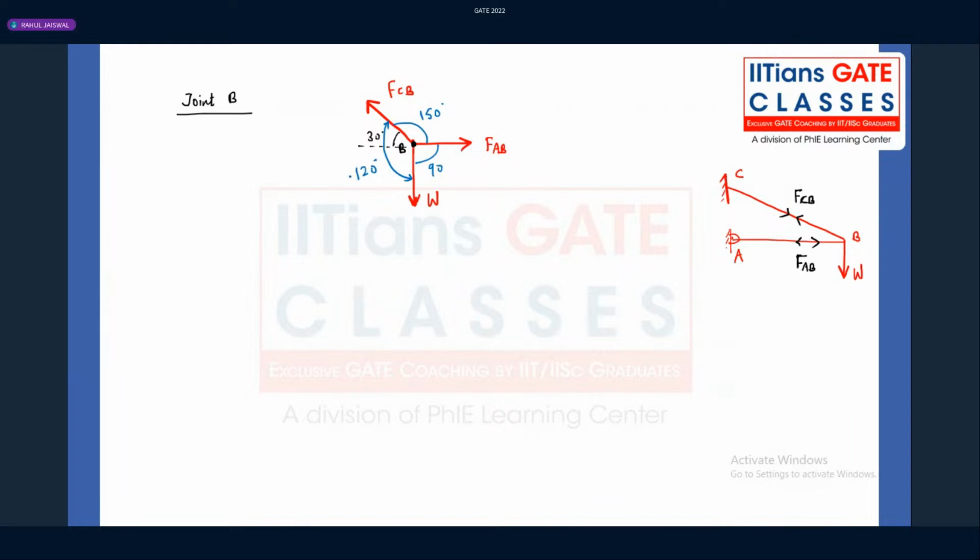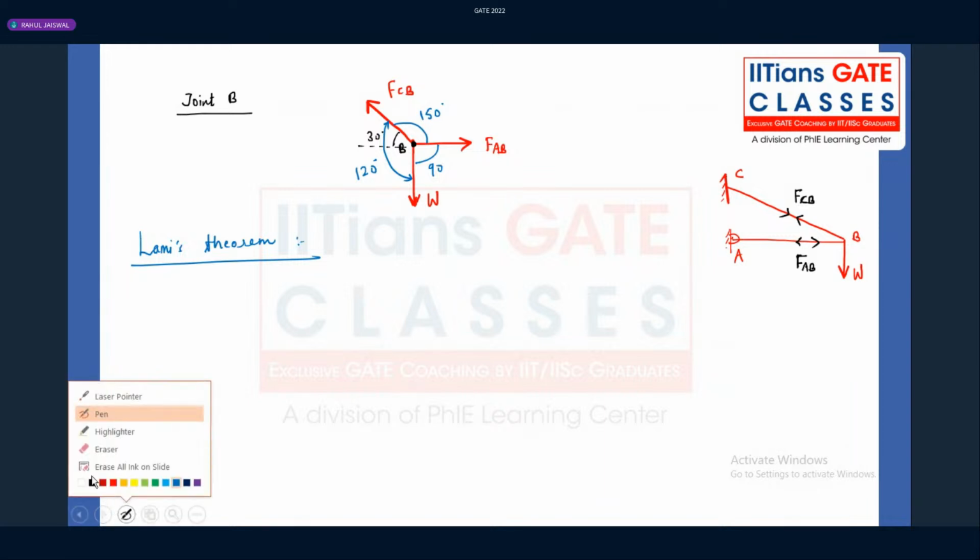Now, what you can do is find the forces AB and CB in terms of W. There are two methods. One is Lami's theorem, and second is summation of forces in the x direction and summation of forces in the y direction equated to 0 for the joint B. I'm following Lami's theorem. Why can we apply it? Because at a particular joint we have three forces, and out of the three forces, one force is known. So it is very simple to get the other two forces by using Lami's theorem.